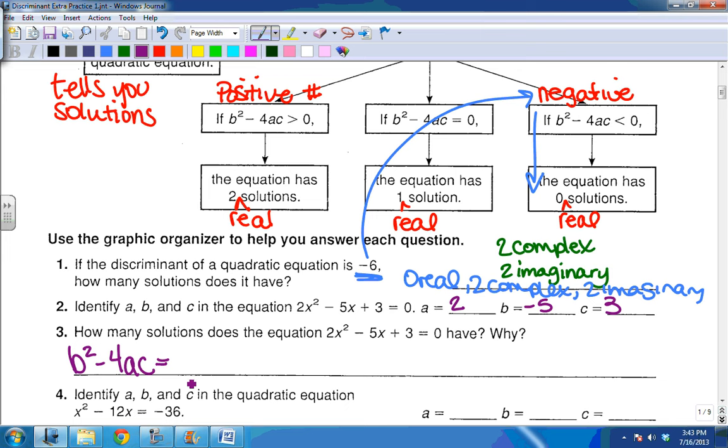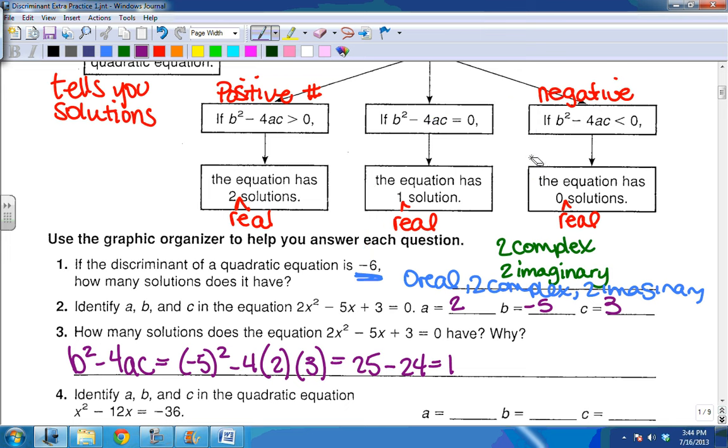So I'm going to refer back to my number 2. B squared, b is negative 5, so I'm going to square it. Minus 4, and my a is 2, and my c is 3. When I go through and simplify that, I've got 25 minus 8 minus 24, and that gives me 1. Is it a positive number? Is it 0? Or is it negative? Well, 1 is a positive number, so I can look down my chart and see that it has 2 real solutions.